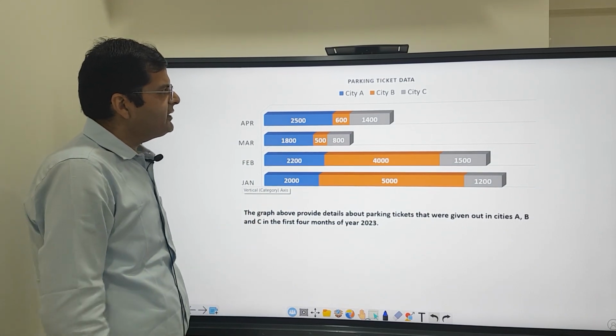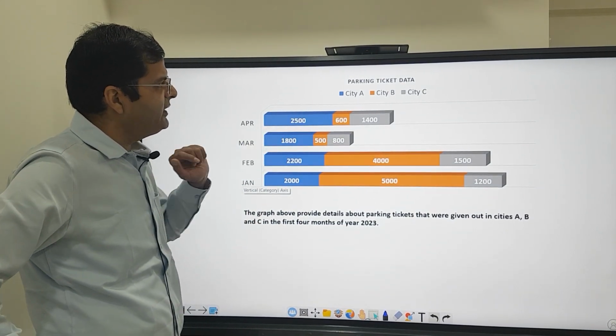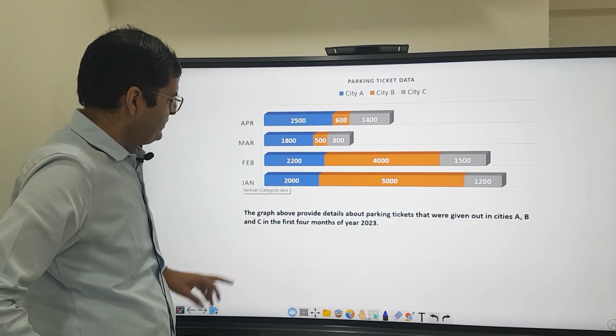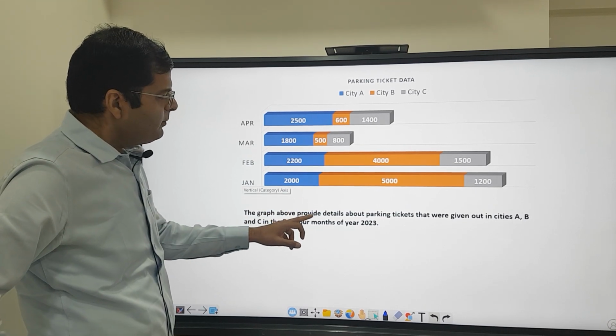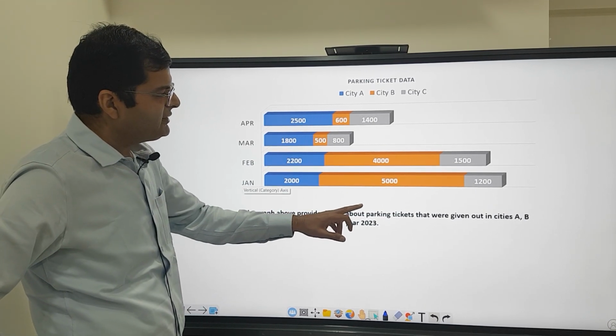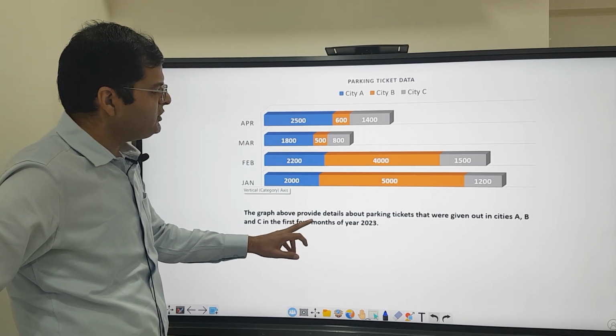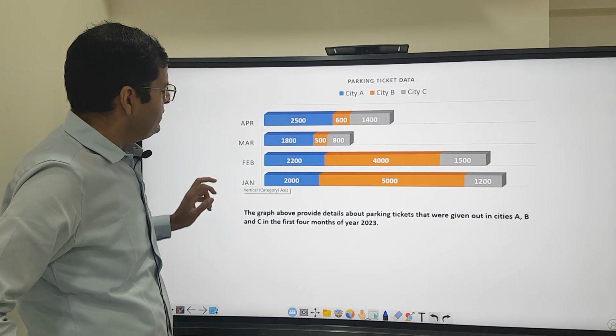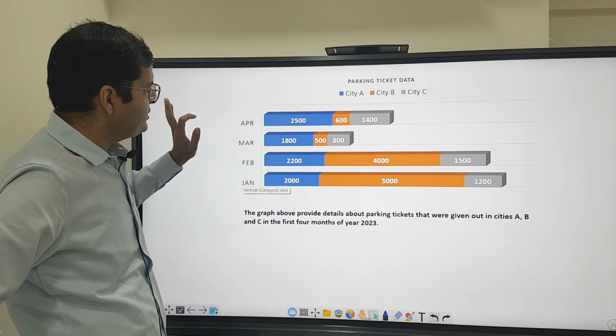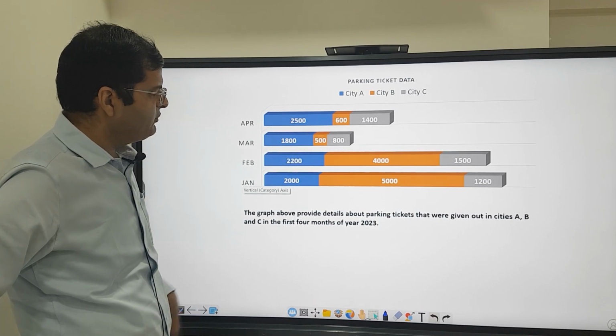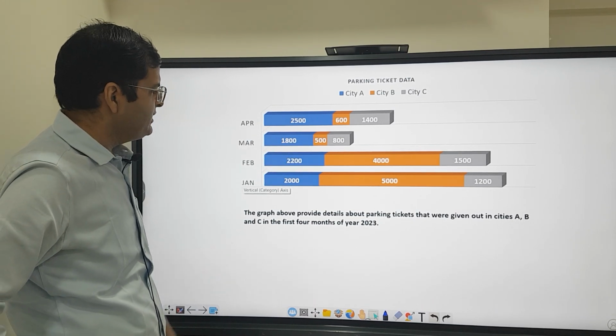So if you look at it, we see this parking ticket data for cities A, B and C. It says the graph above provides details about parking tickets that were given out in cities A, B and C in the first 4 months of year 2023. So these are the 4 months, January, February, March, April, and the number over here gives us the number of parking tickets that were given out.